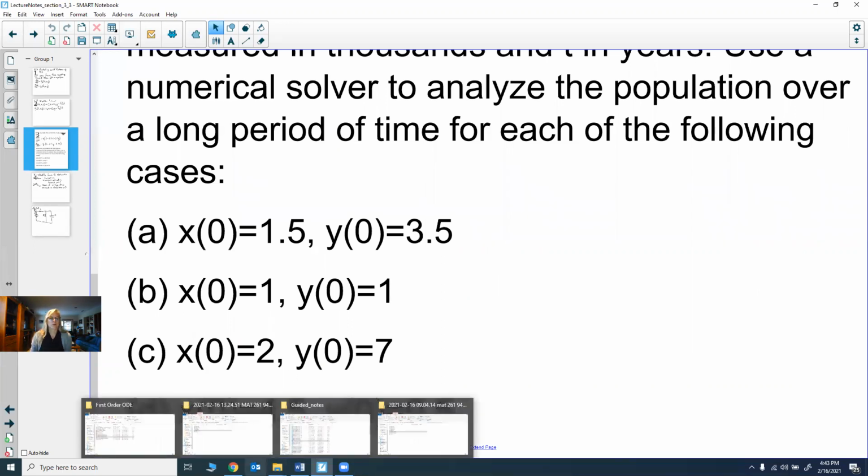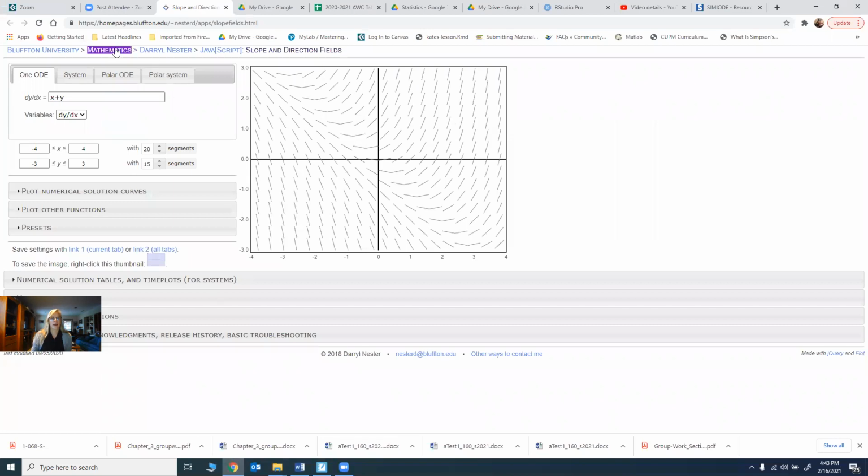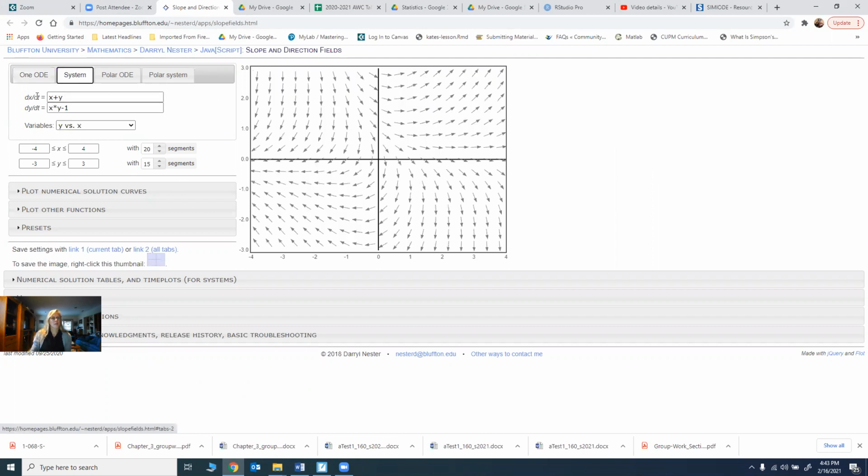We are going to use a numerical solver to do this. I happen to like the Bluffton University site on this. Bluffton University has this wonderful script for doing these. There are lots of other ones out there. We're going to switch this over to system. Notice our systems are dx/dt and dy/dt.